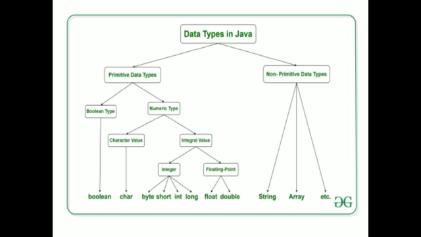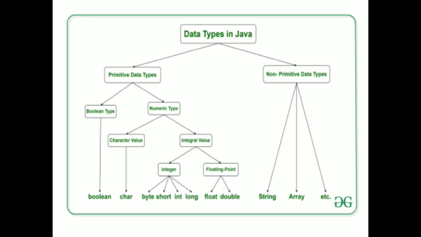Now we move on to the integer type. Integer type can hold whole numbers such as 1, 2, 3 or minus 26 or 5639, etc. The size of values that can be stored depends on the integer type we choose. Java supports 4 types of integers, that is byte, short, int and long.